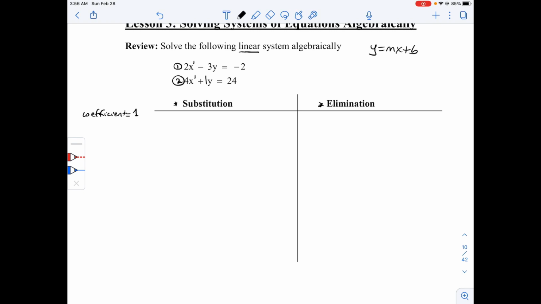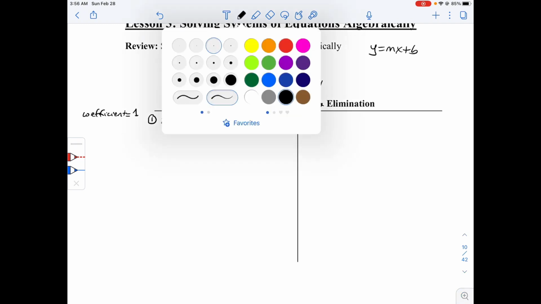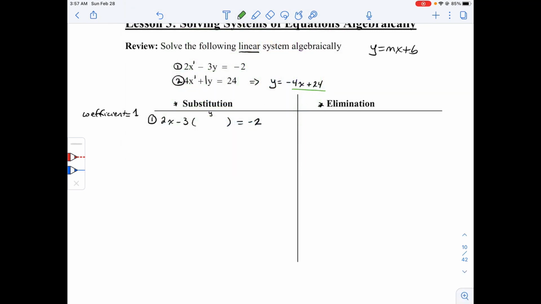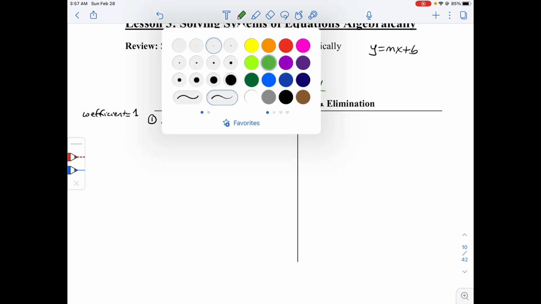So for this second equation, we can see that we've got y is equal to negative 4x plus 24 if we rewrite that second equation. So we're going to take the first equation, number 1, which is 2x minus 3y, which is equal to negative 2. And where we should have a y, we're going to substitute in negative 4x plus 24. Now, of course, we've now got one variable in our equation.